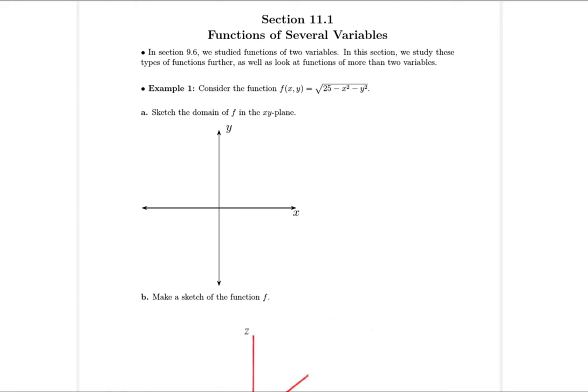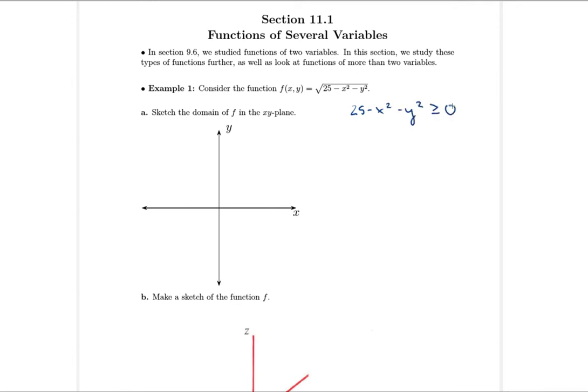In this video, we're going to start off by doing a type of problem we've already done before, where we take a function and sketch its domain first of all, then make a sketch of the function. But then we're going to do something a little bit different with the function after that. So to start with, we're taking this function here, f equals the square root of 25 minus x squared minus y squared. So we, of course, know that we need to have what's inside of that square root.